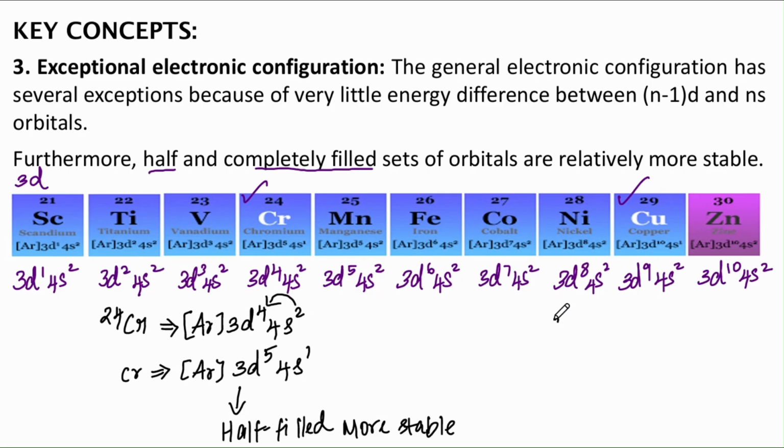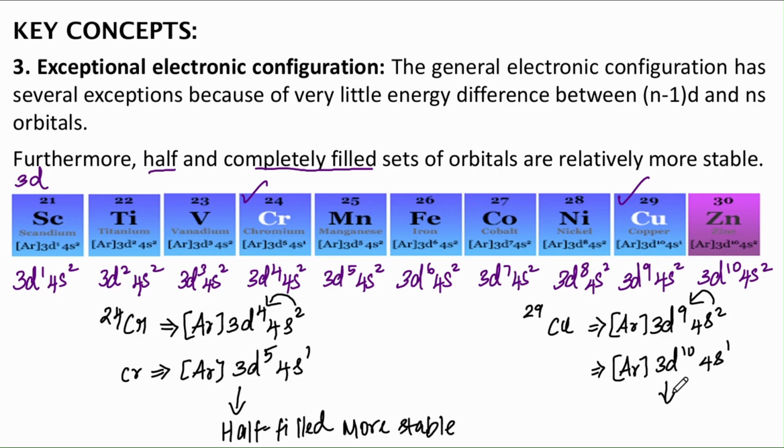Then going to copper, which has the atomic number 29, the expected configuration is argon configuration 3d9 4s2. Here also one electron from the 4s orbital is promoted to the 3d orbital. So, the actual configuration is argon configuration 3d10 4s1. Here the reason is that a fully filled d orbital is more stable due to symmetrical distribution of electrons and exchange energy. So, in the 3d series only two elements show an exception in their electronic configuration.